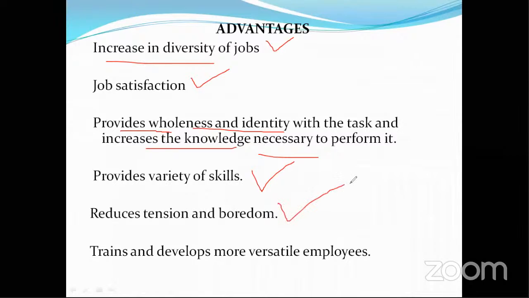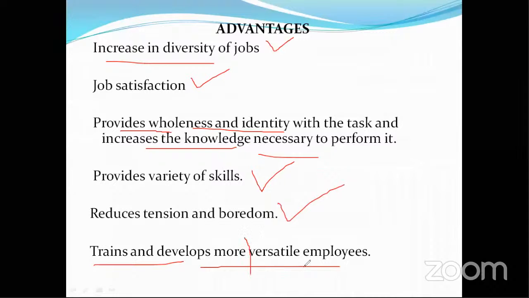So as I have mentioned already, the person will not be feeling bored because every day he is given new tasks. His job will be enriched with multiple experiences. So there will not be any tension. Boredom will be reduced. It trains and develops more versatile employees.